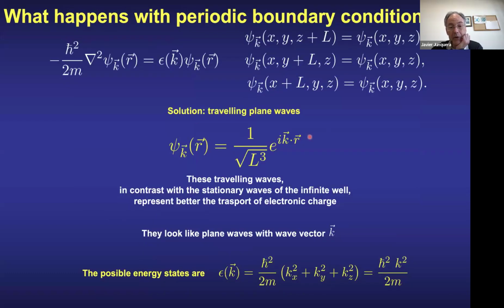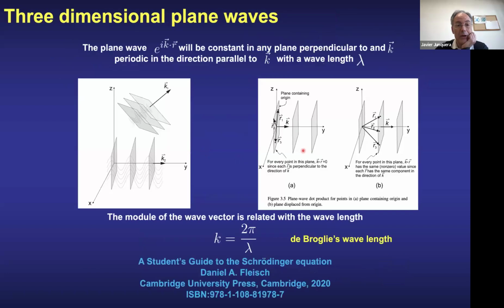So this is the first time that a plane wave appears, and a plane wave is a very important solution because plane waves are the basis of many different codes implemented within DFT theory. I am representing a few of them here. A plane wave is a wave where the wavefronts are planes. That means that the amplitude of the plane wave is constant in any plane perpendicular to the wave vector k, and it is periodic in the direction parallel to k with a wavelength lambda. And lambda is nothing else than the de Broglie wavelength, with k equal to 2 pi over lambda.